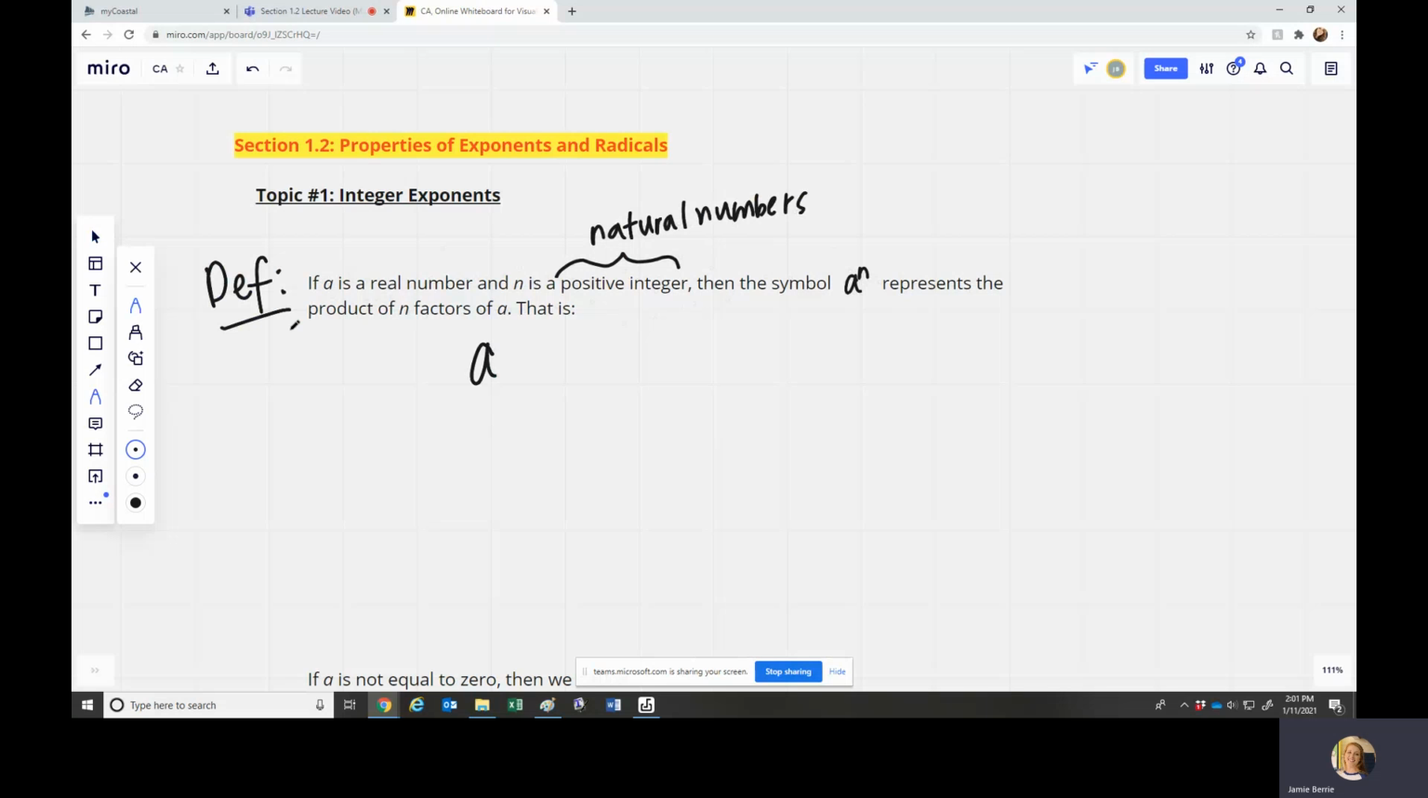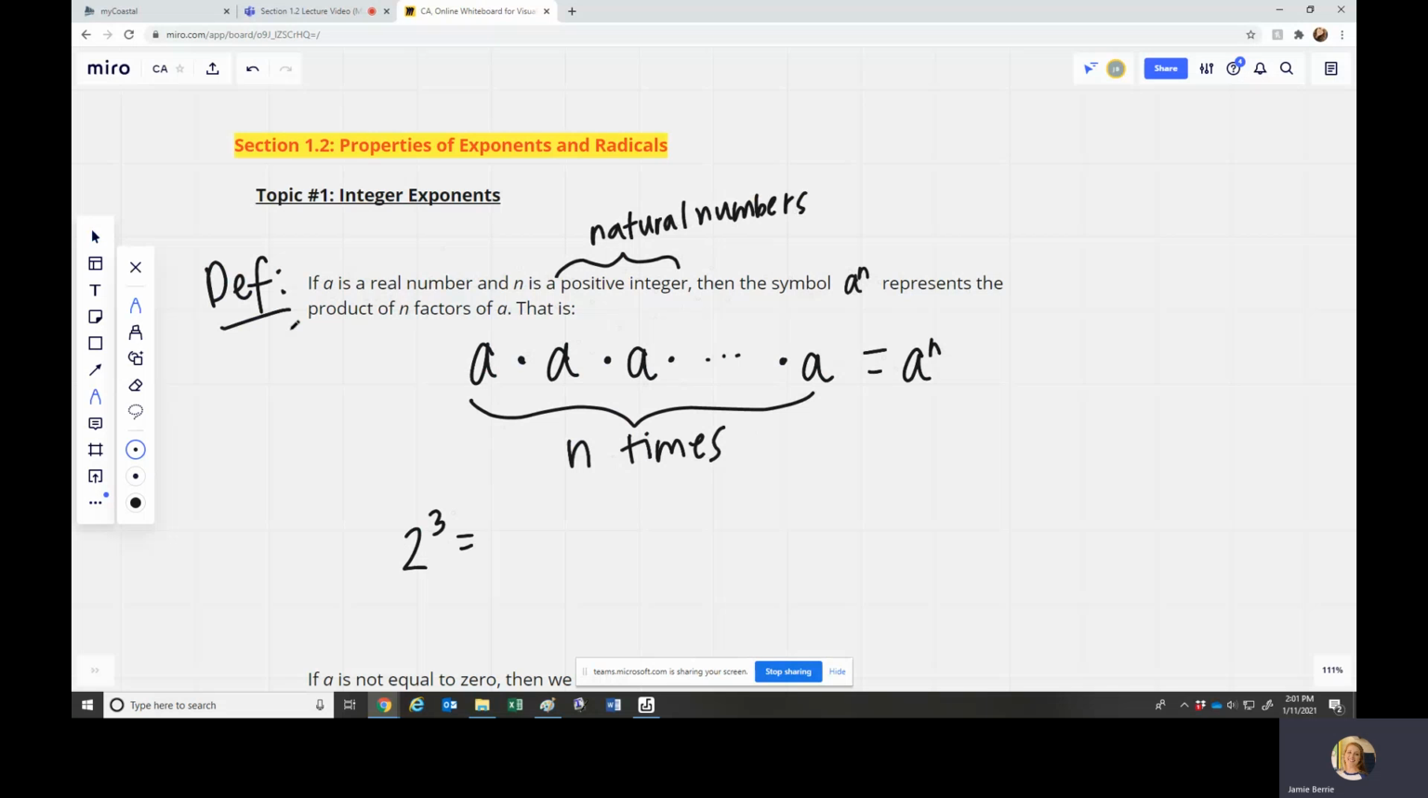So the way that this looks is we have A times A times A times dot dot dot A equals A to the N. So this is repeated here N times. Now, it looks a little complicated when you have N in there, but let's use some actual numbers. If we have 2 to the 3rd power, that would be 2 times 2 times 2. So 2 multiplied by itself 3 times. 2 times 2 is 4. So 4 times 2 is 8.